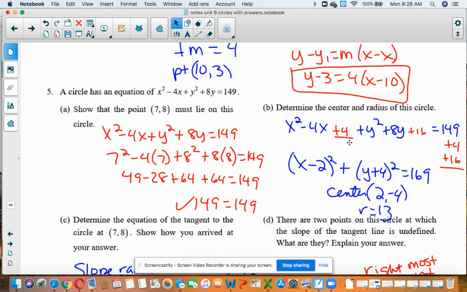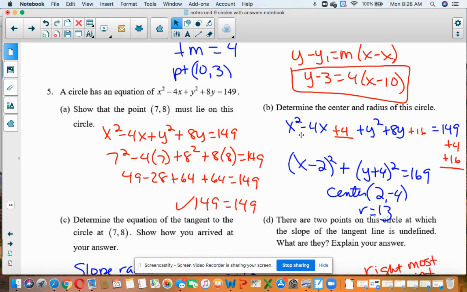I'm completing the square in order to put it in standard form. Half of negative 4 is negative 2, squared is positive 4. Remember, whatever I add to the left, I need to add to the right. And then I'm doing the same thing with y squared plus 8y. I'm going to take half of 8, which is 4. 4 squared is 16. Whatever I add to the left, I add to the right. I add these all up and I get 169.